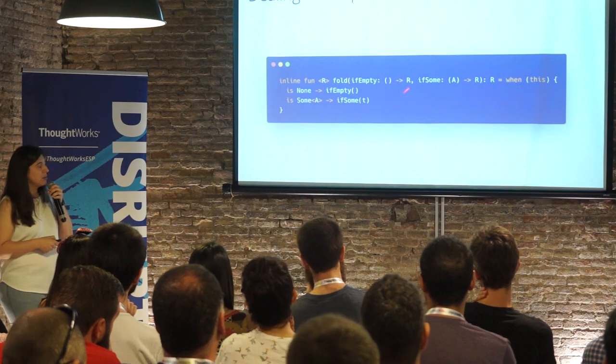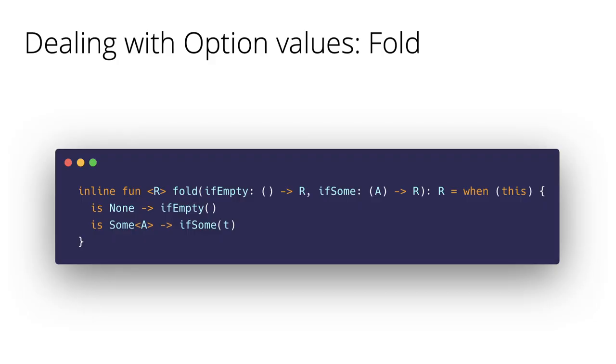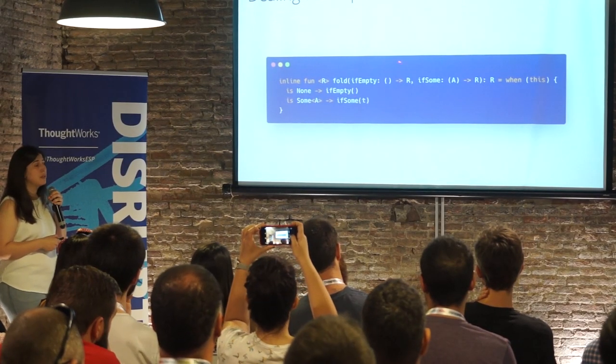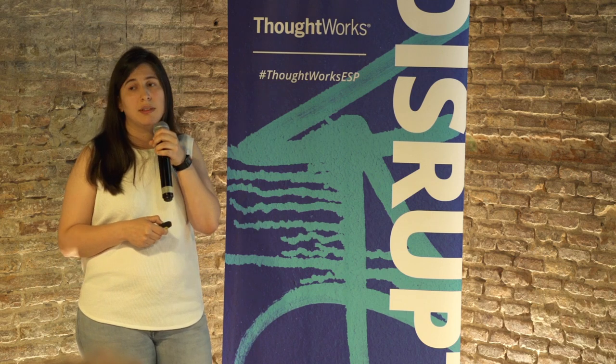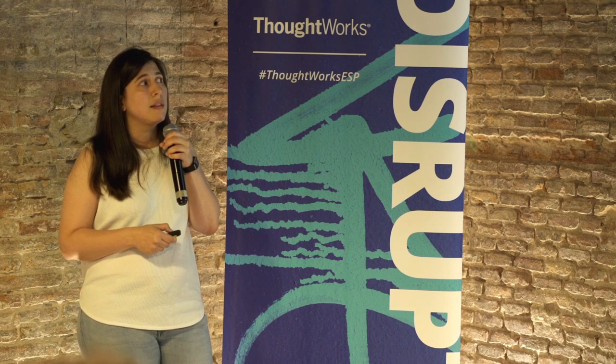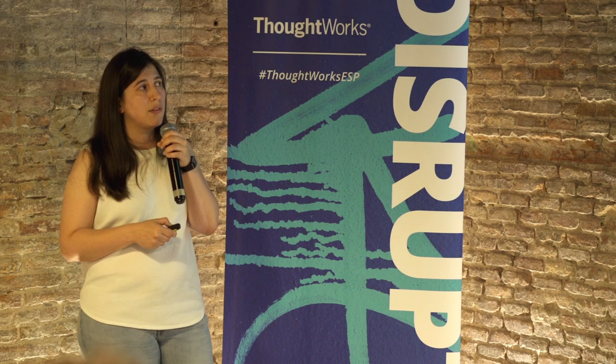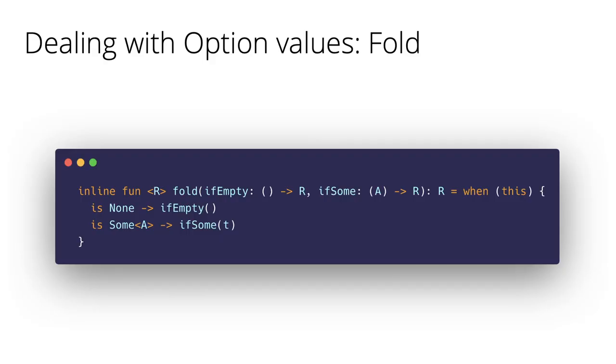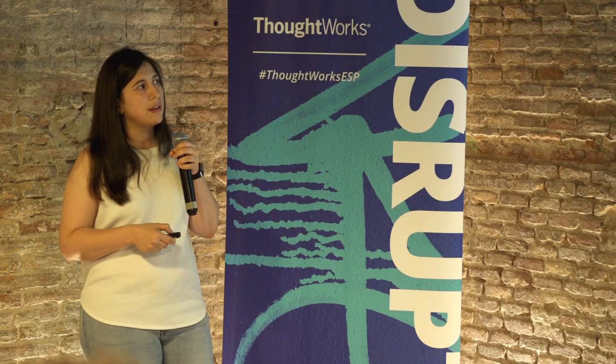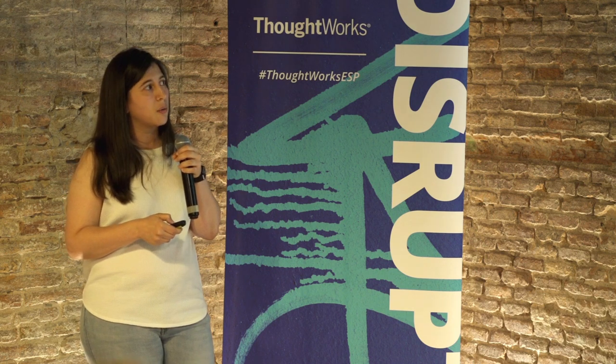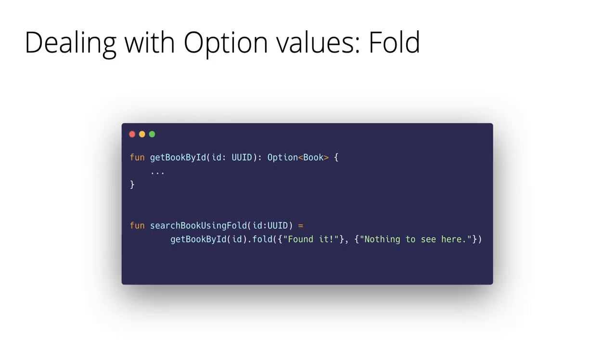So this is the code from the Arrow library, and we see that the function fold is applying the pattern matching that we saw before. In the case that the object is None, we are going to apply the lambda expression, in this case the ifEmpty, and if we have a result, we are going to apply this other lambda expression. We could do this with pattern matching, or we can be more concise and call the repository method with the function fold, specifying the lambda expressions that should be executed in each case.